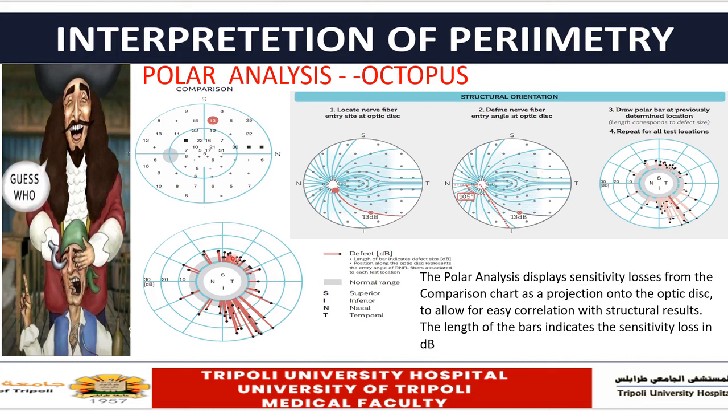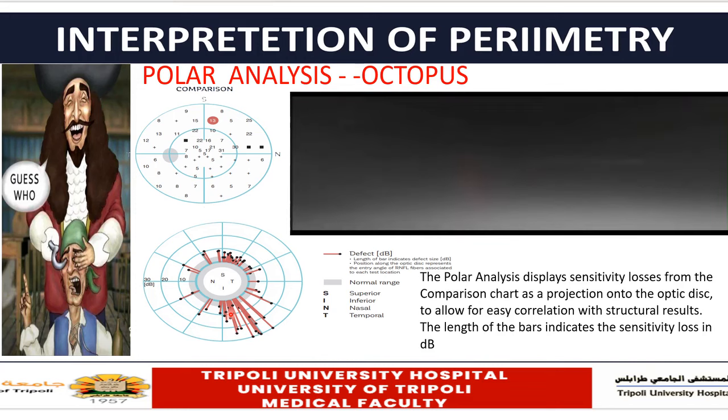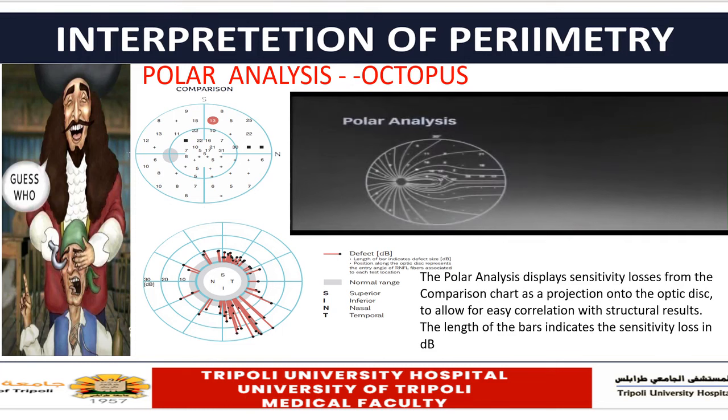And this is represented in radial bars along the optic disc, with this gray zone being the normal range, and the bars beyond the gray zone are the abnormal bars. So as you can see here, there are very long bars in the inferotemporal area. This indicates that the inferotemporal part of this optic disc is damaged. So the polar analysis displays the sensitivity loss from the comparison chart as projected into the optic disc. So this is very important, as it establishes a structural-functional change relationship.